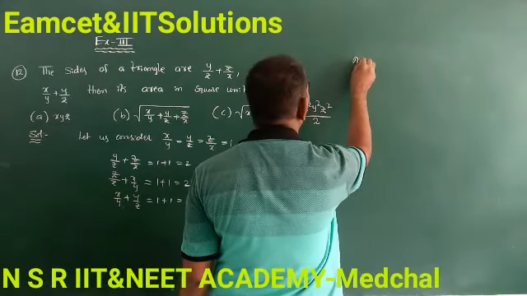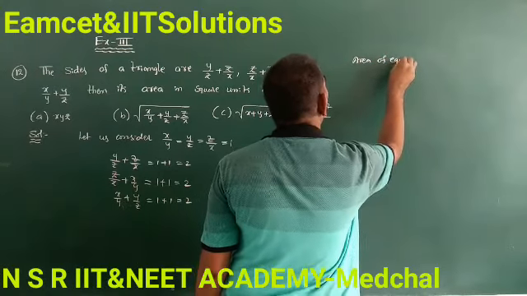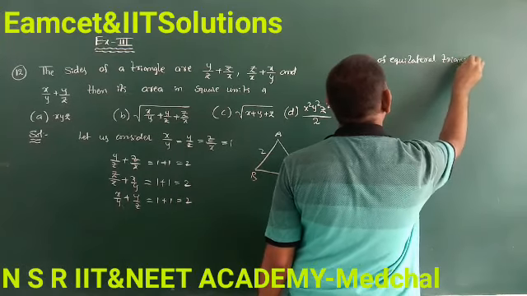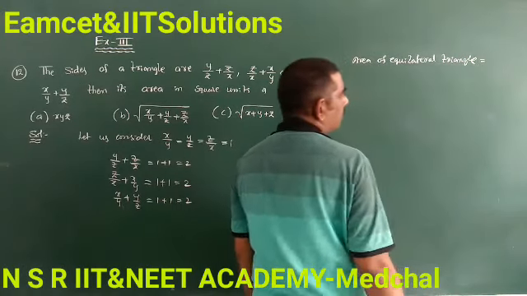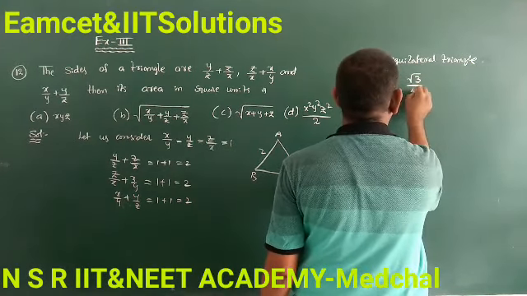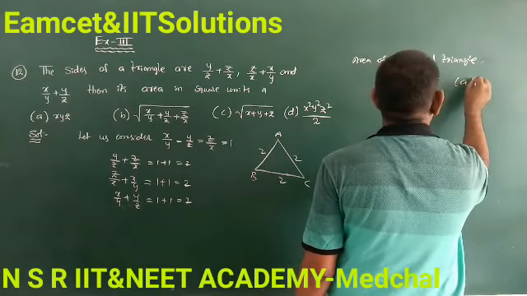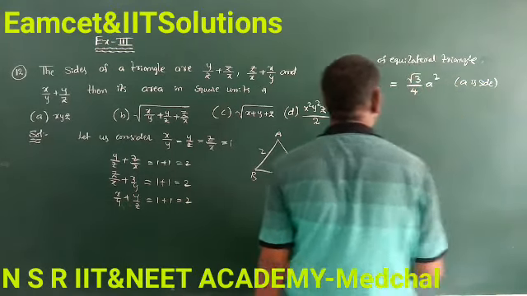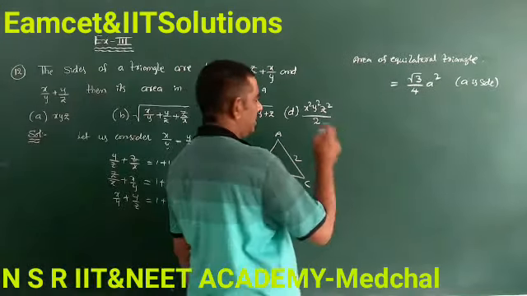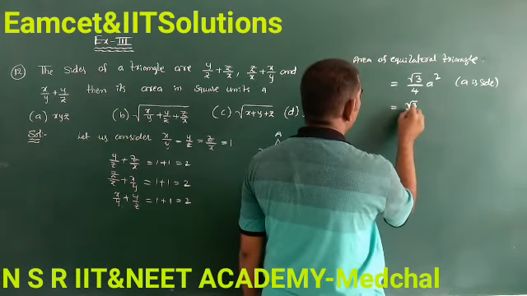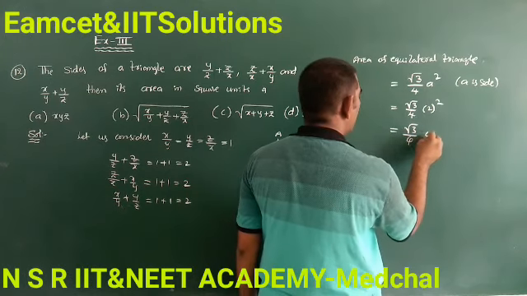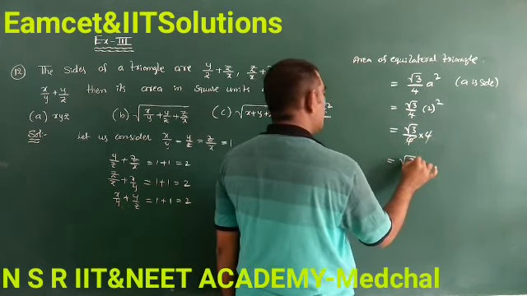Area of equilateral triangle. We already discussed this in previous sessions. We proved the formula also. The formula for the area of an equilateral triangle is root 3 by 4 a square. Here a is the side of the triangle. Now in our question, the side of the triangle is 2, so in place of a substitute 2. So 2 square is 4, root 3 by 4 into 4, the 4s cancel, we get root 3.